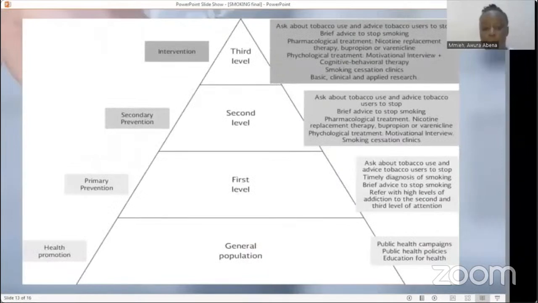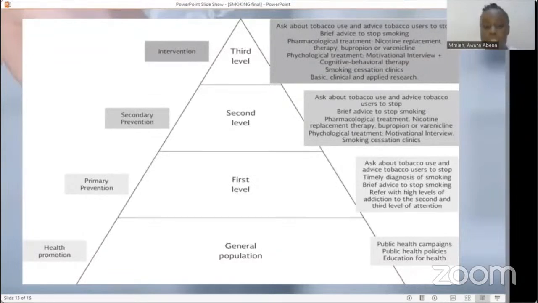The awareness program. To convince the general public to quit smoking, there's going to be health promotion, health programs, and health campaigns to educate them on how healthy their bodies are going to be if they quit smoking, the quality of life, and the benefits of quitting smoking, how healthy your organs are going to be.